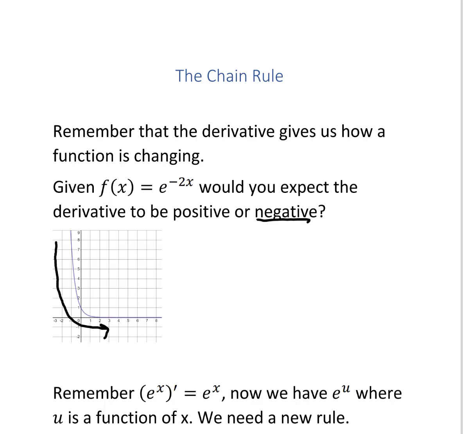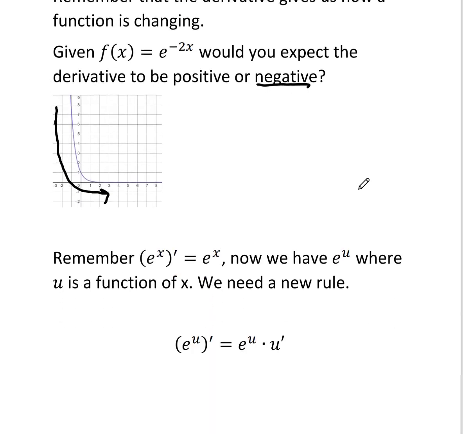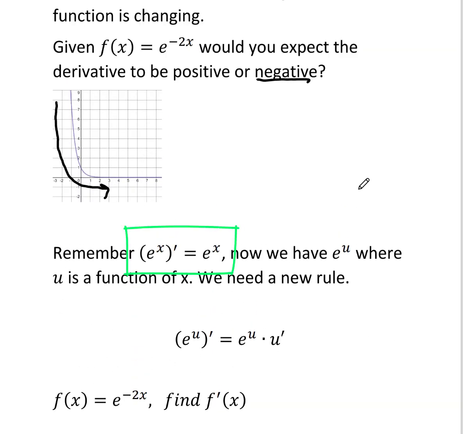It is going down. But the only thing we know so far about e to the x is when we take the derivative, we get e to the x. So we need a new rule that talks about, well, what happens if I have something other than x in the exponent? Today we're going to have that e to the u, where u is a function of x, has the derivative e to the u times u prime. This new rule needs to be added to your list of derivative rules.